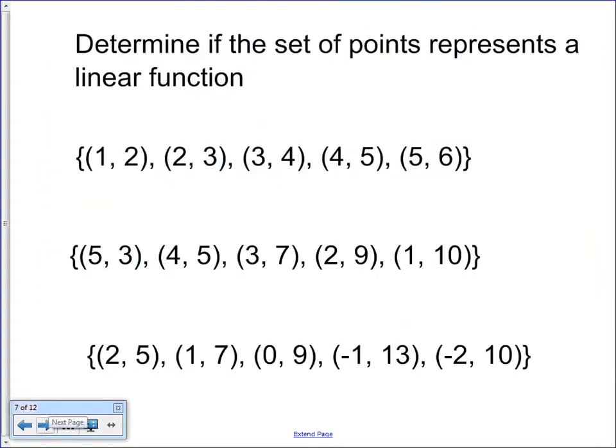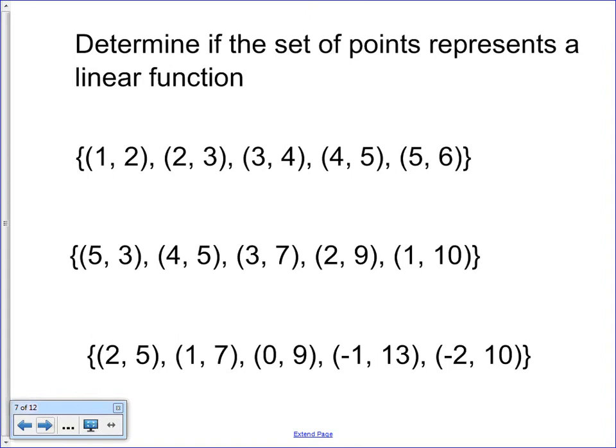So this next slide, we need to determine if the set of points represents a linear function. You're going to be given some coordinates, and you almost have to imagine them on a graph. Basically, do they make a straight line? You could do it the way of just plotting the points on a graph and seeing if they make a straight line, but there is another way to do it where you don't even need to graph it. So we're going to do it that way. If you ever want to double check your answer, go ahead and graph those points on graph paper and check to see if they make a line. But we're going to do it a different way.